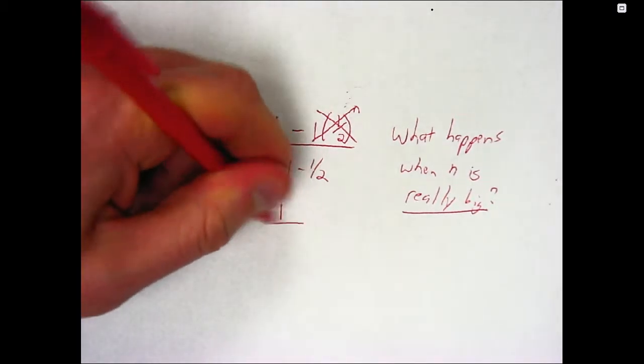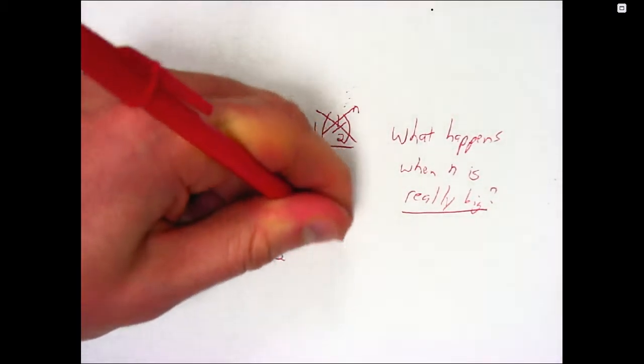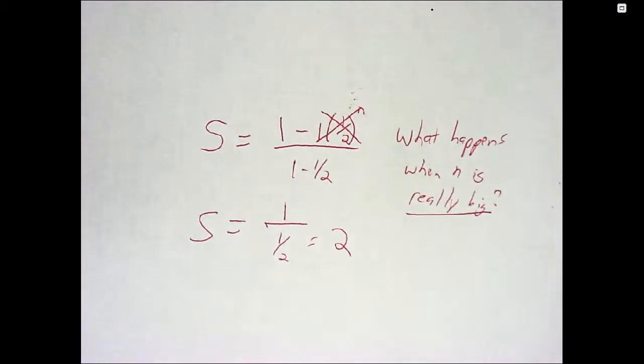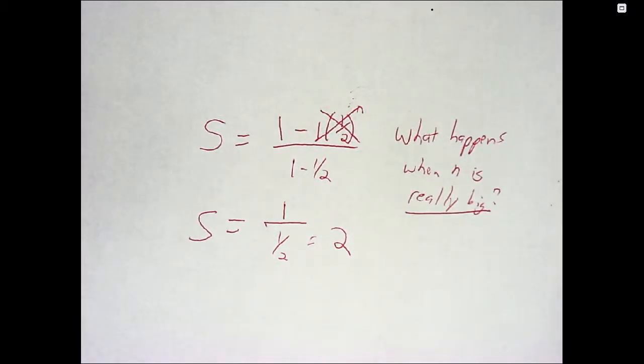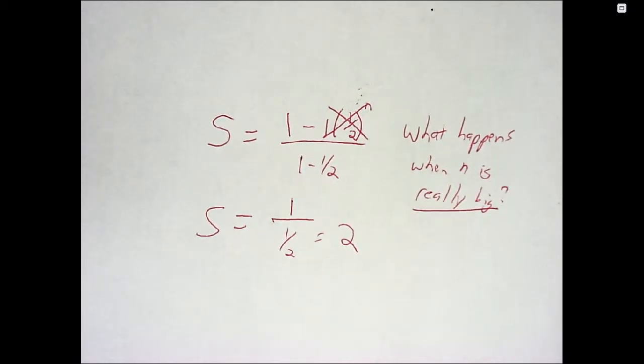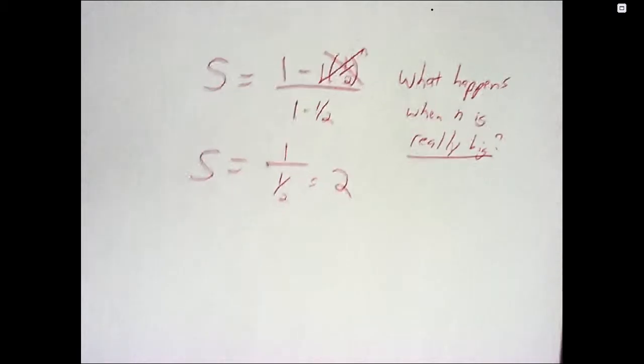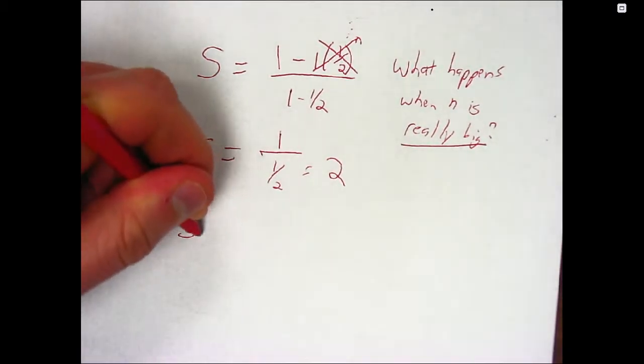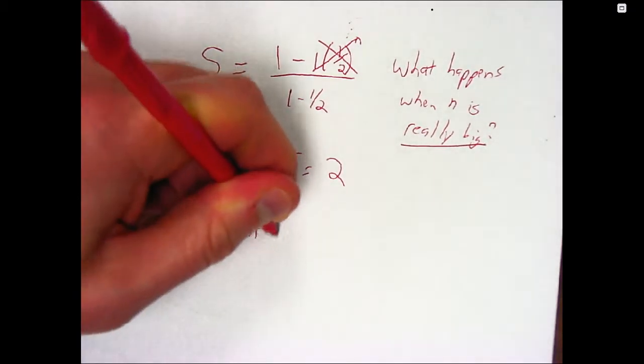And so I'm left with 1 over a half. So that infinite sum is 2. When we keep adding terms, it just keeps getting closer and closer to 2, and if we add up infinitely many of them, we actually get to 2. 2 is the answer.